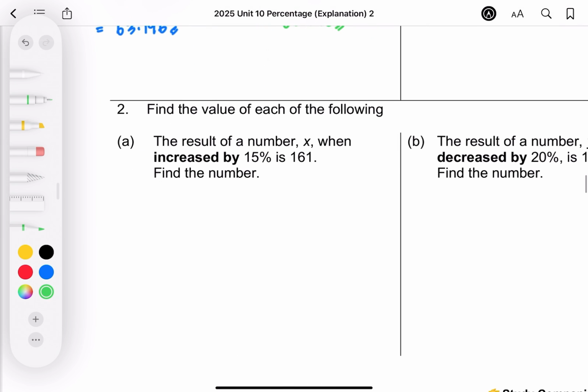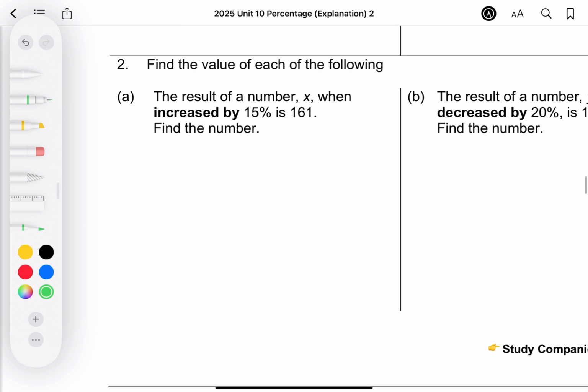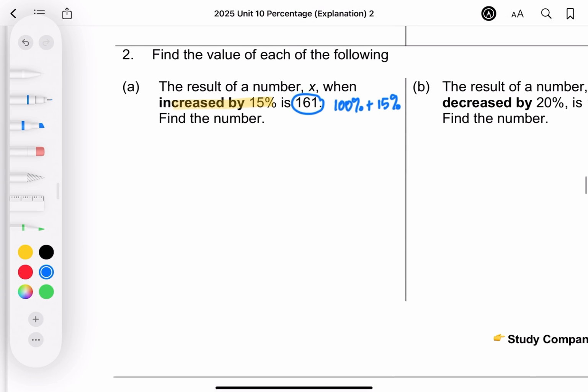Now, in the next question, it is the reverse. It says, find the value of each of the following. Now, the result of a number x when increased by 15% is 161. So, when it is increased by 15% is 161, it means that this number 161 is actually the 100%, the original, plus the 15%. And as a result, this is actually 115% of the original number.